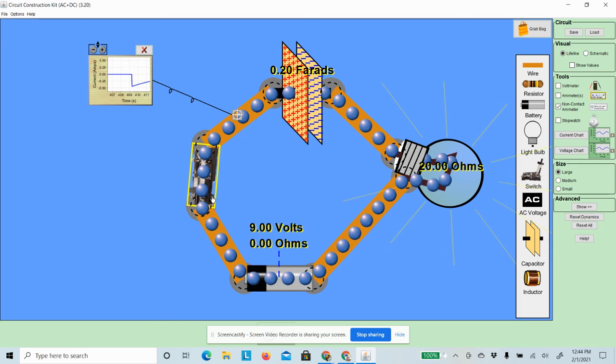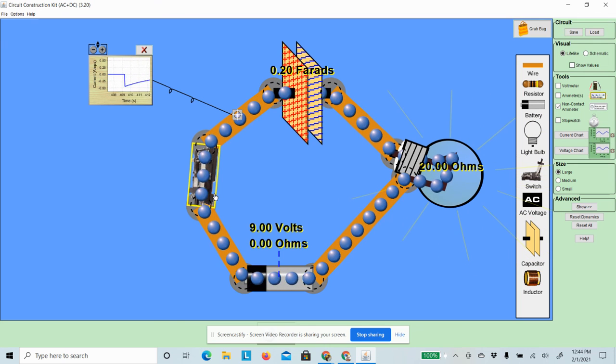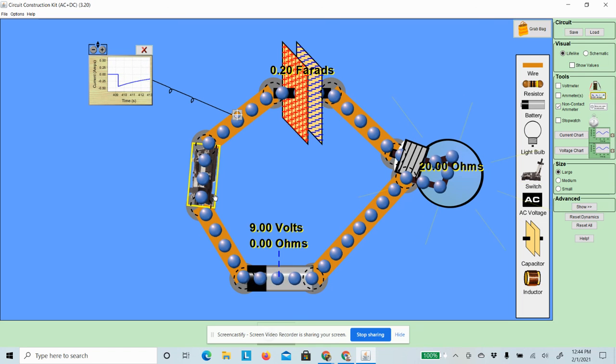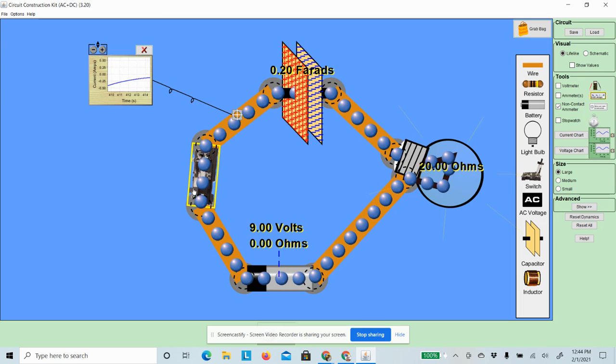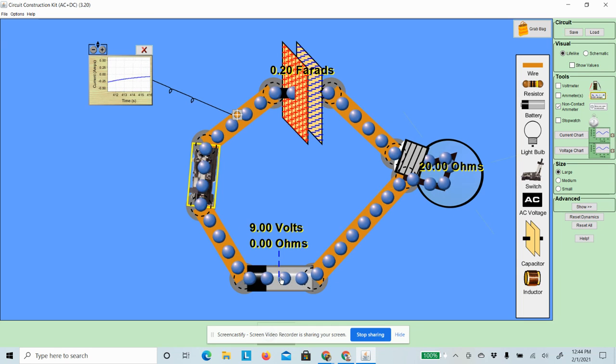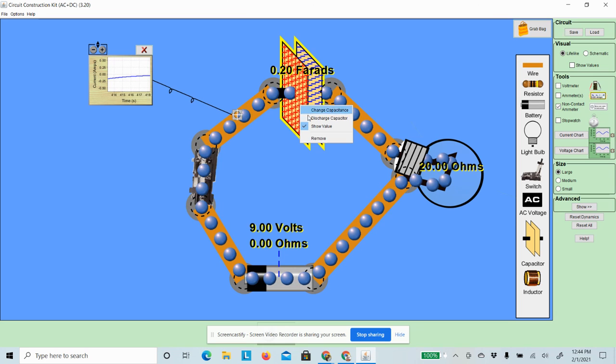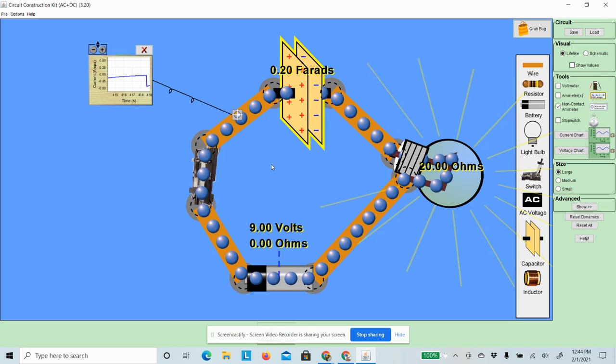A capacitor is simply a device that stores charge, and it's good for like a temporary battery. It doesn't offer a continuous flow like a typical series of cells in a battery. It's just a momentary flow of charge.